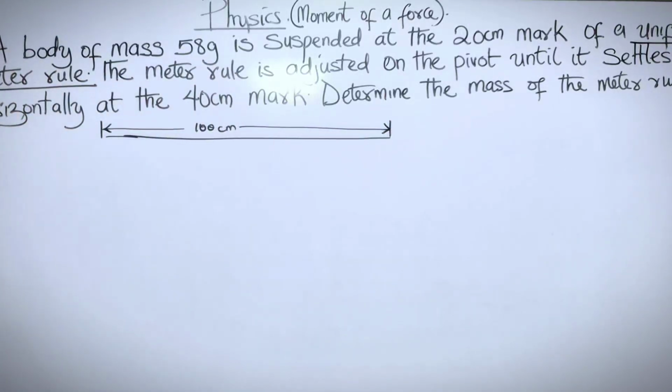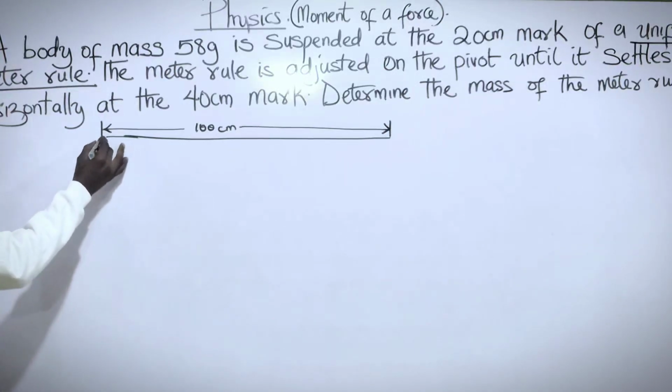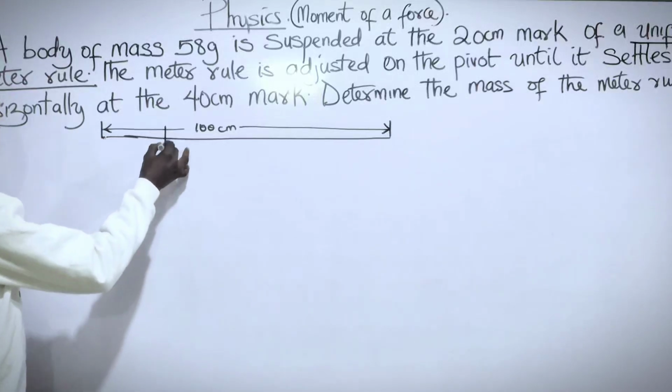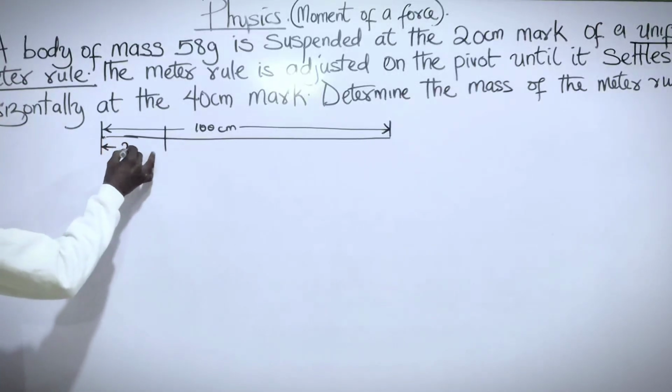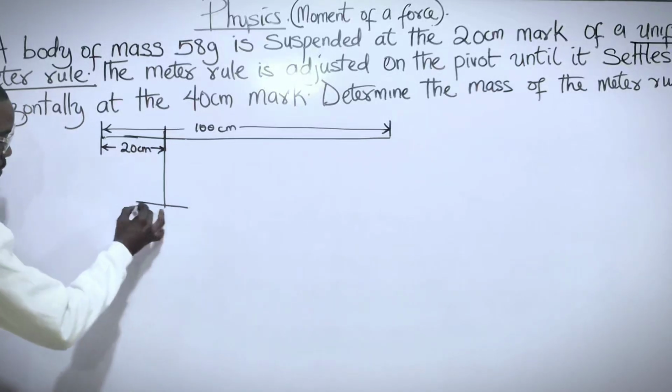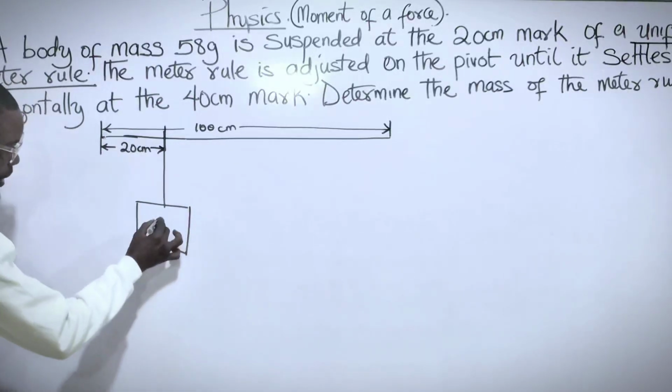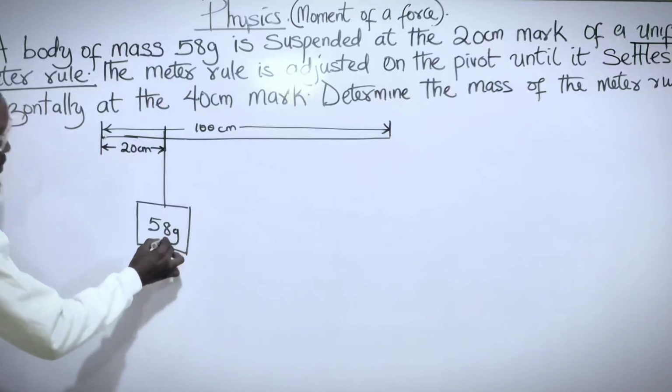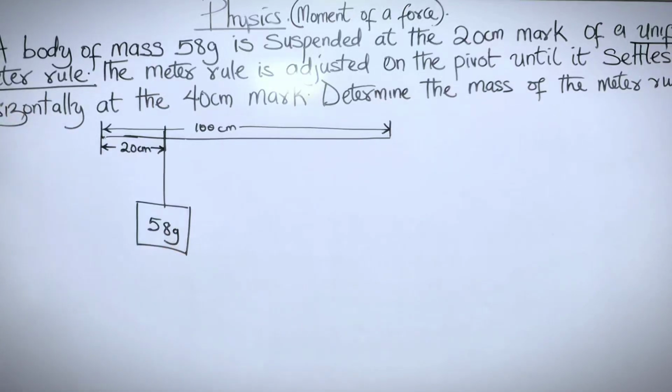And we're told that the body of mass 58 grams is suspended at the 20 cm mark. So let's call from here, this is 0, and let from here to here be 20 cm, our 20 cm mark. I was told the body was suspended here. This mass of 58 grams is suspended at the 20 cm mark.